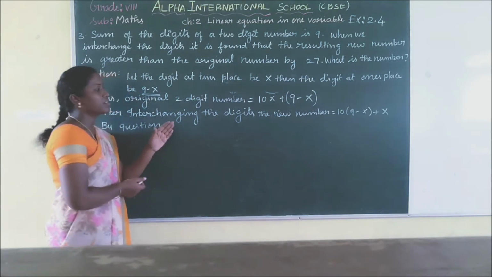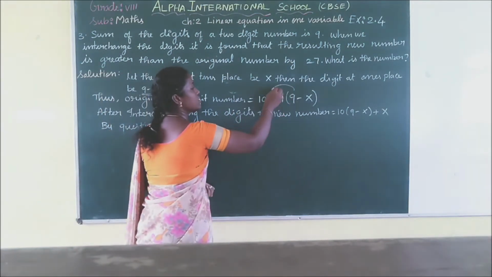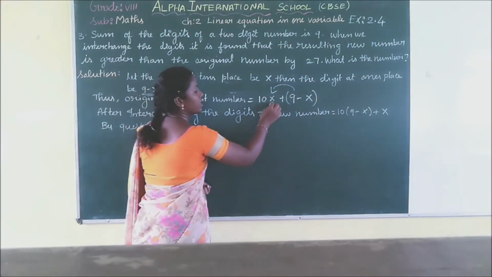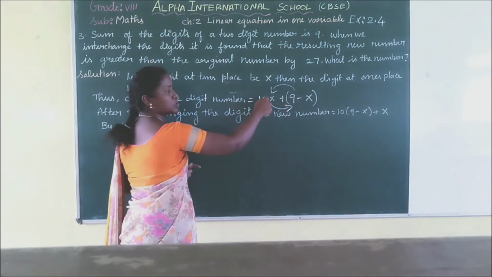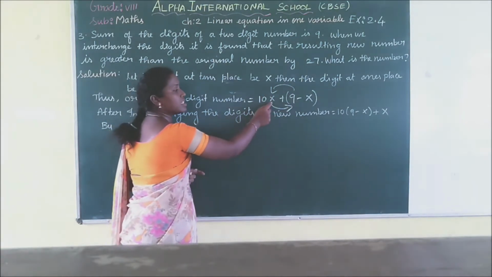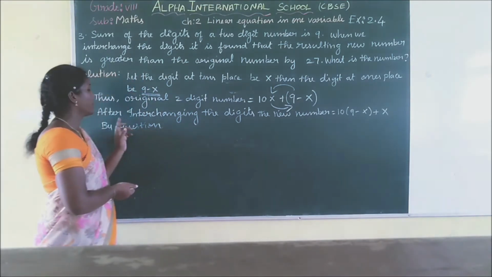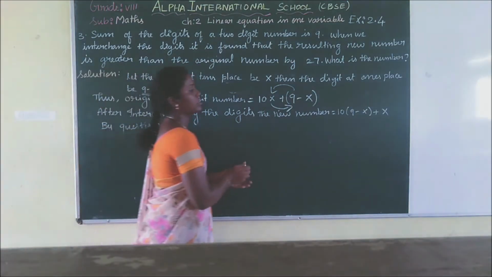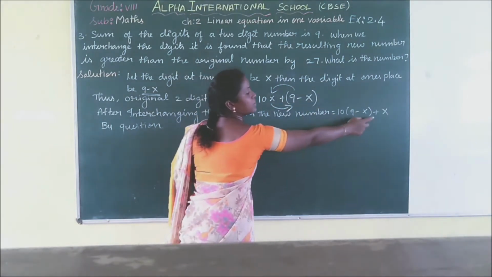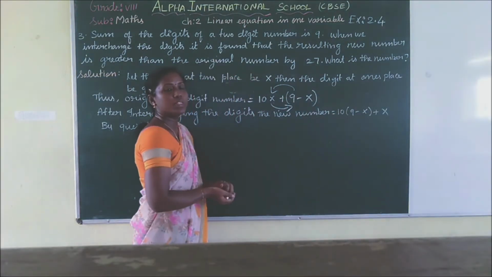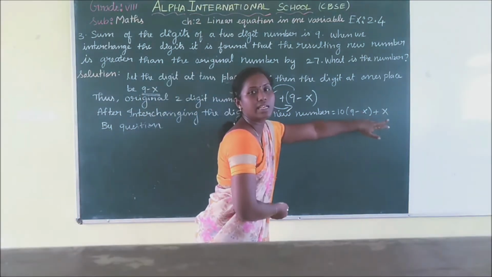What is given in the question? If we interchange the digits, the ones digit comes to the place of tens and the tens digit goes to the place of ones. Once the digit in the ones place comes to the tens place, the digit in the tens place goes to the ones place. Now, by interchanging, we get 10 into 9 minus x, plus the ones place is replaced by x. So the resulting new number is 10 into 9 minus x plus x.